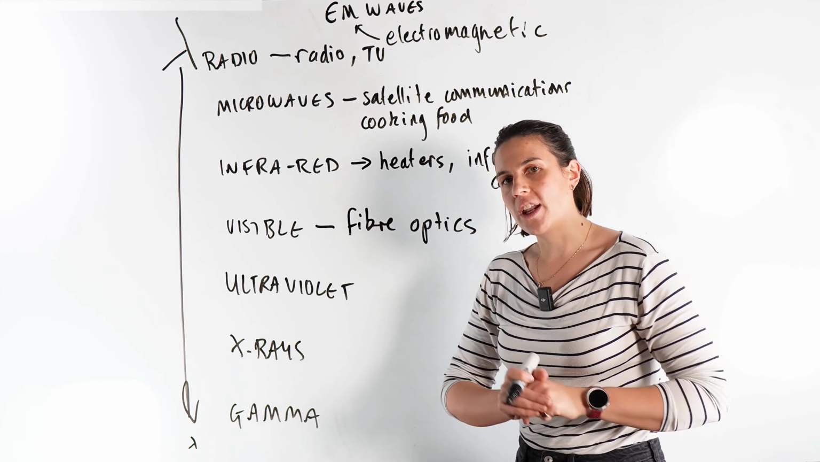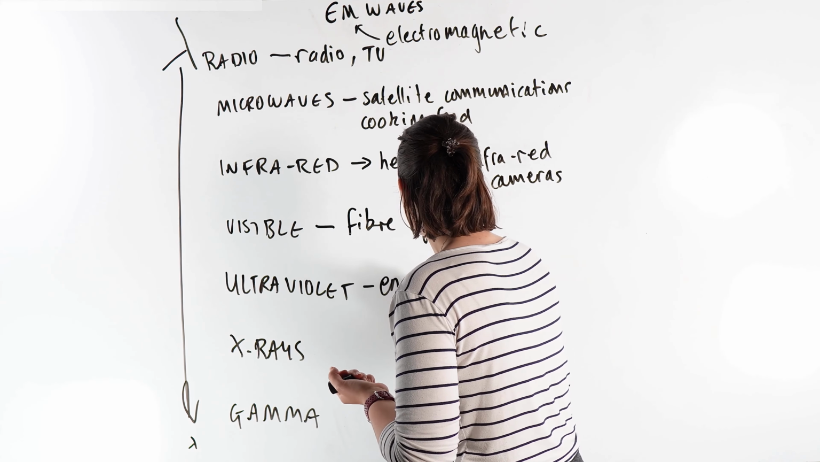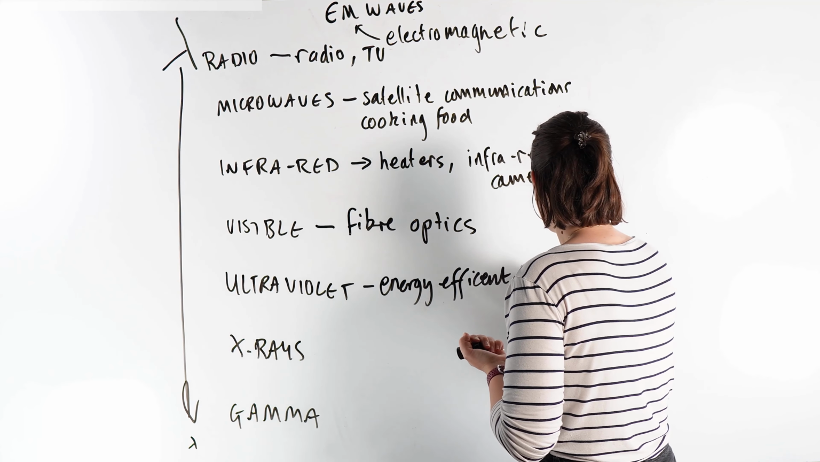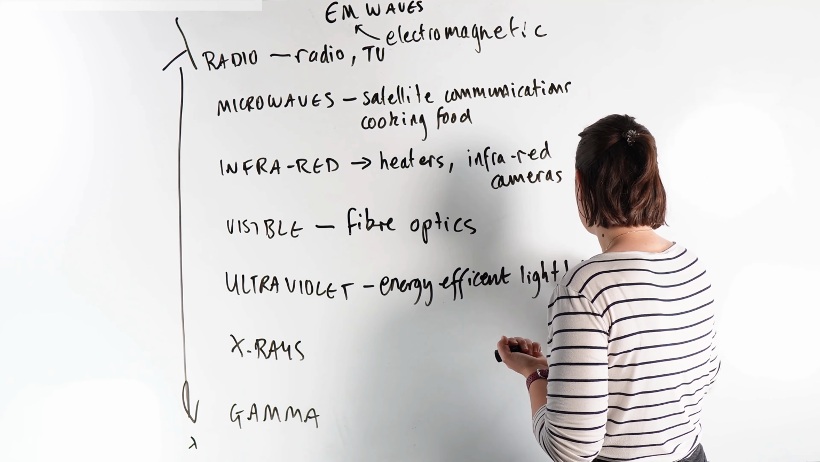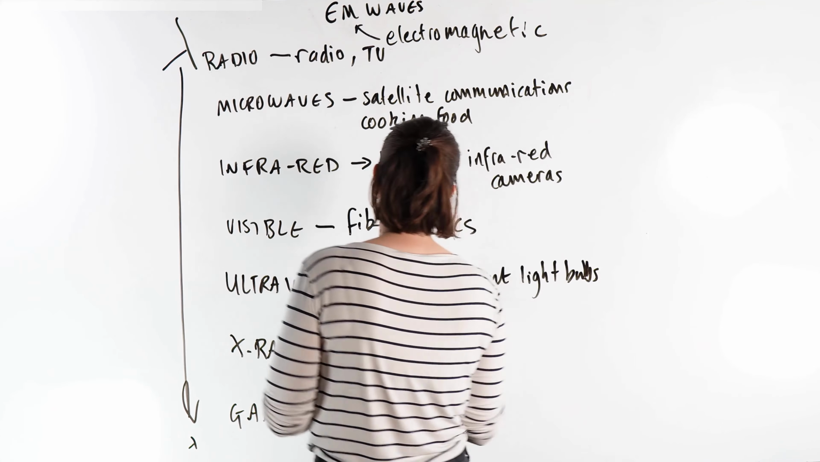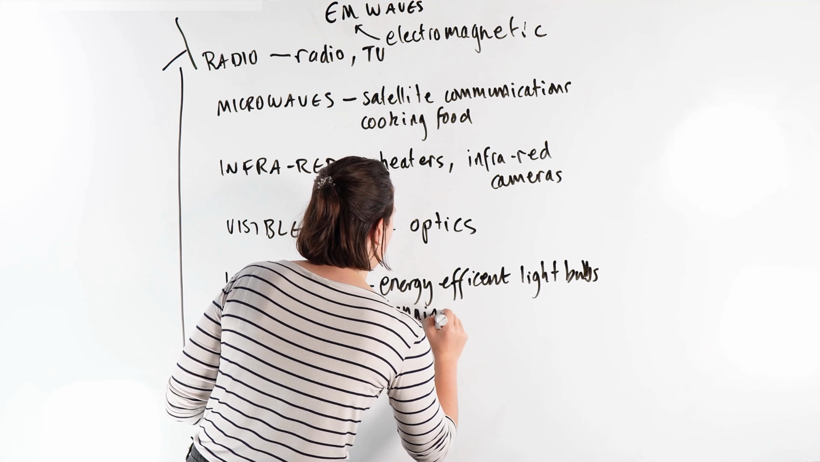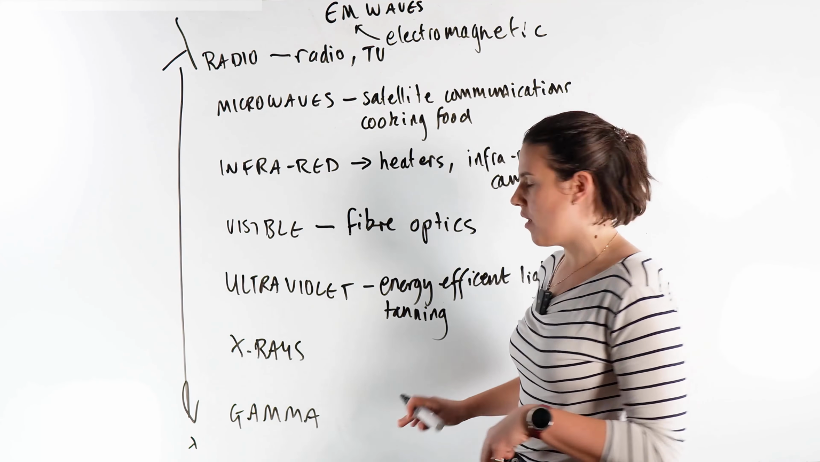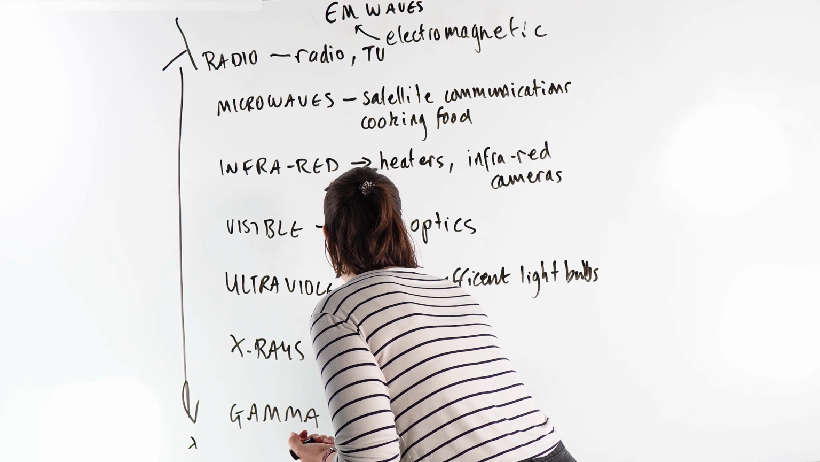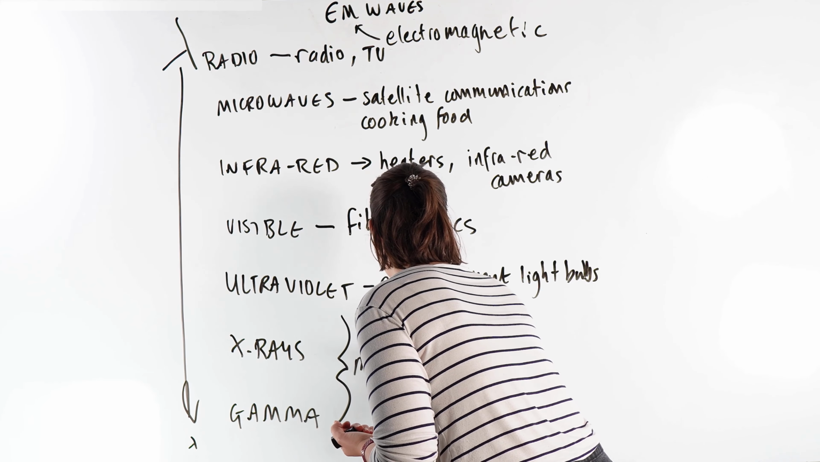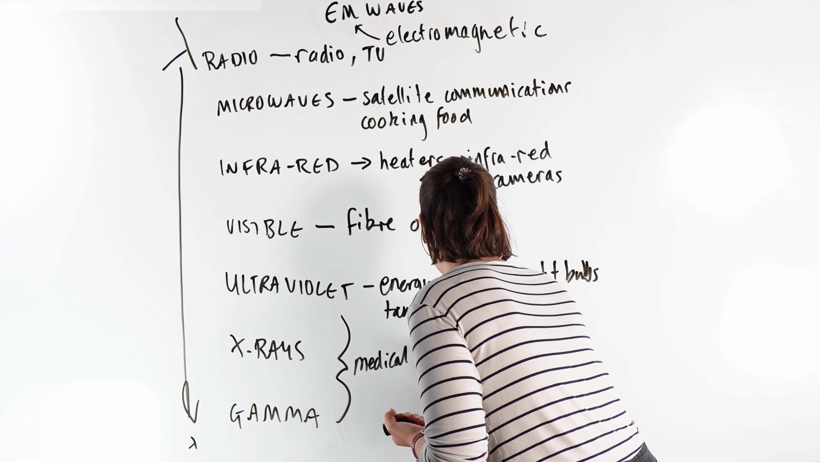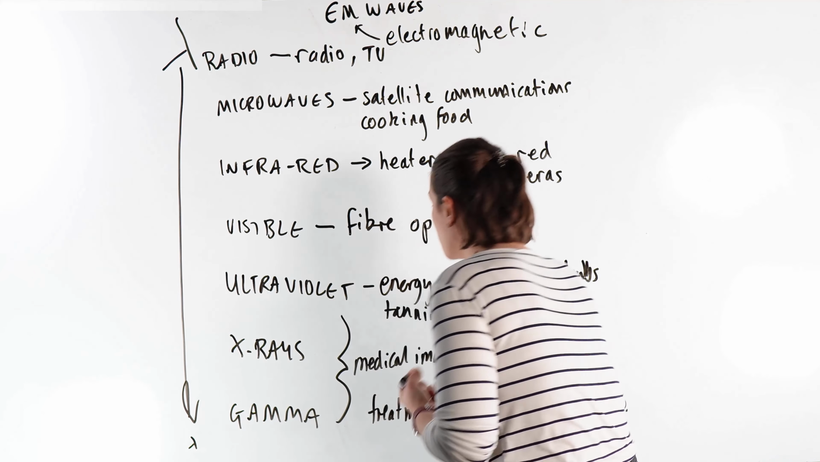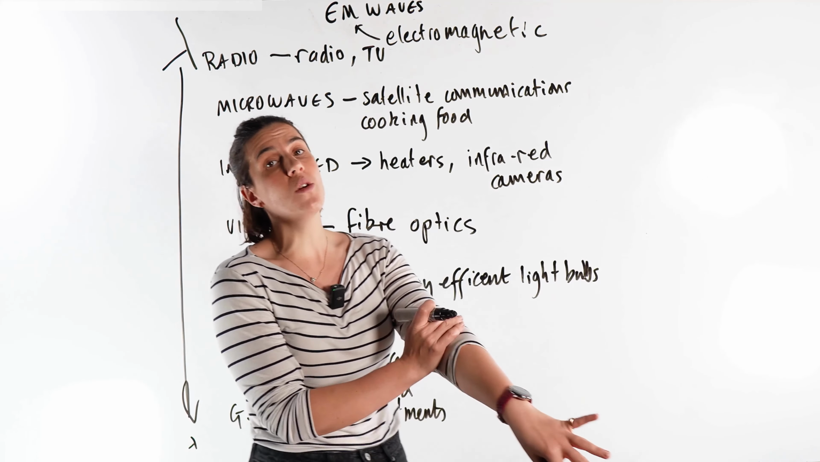Right, ultraviolet. 2 uses of ultraviolet. We use them in energy efficient light bulbs. Again, you cover that in more detail at A level. We also use ultraviolet for tanning, but we're going to get onto that in just a minute. And then finally, my X-rays and my gamma rays, we use them both for medical imaging and treatments. I'm sure that some of you have had X-rays before to look at bones, things like that.